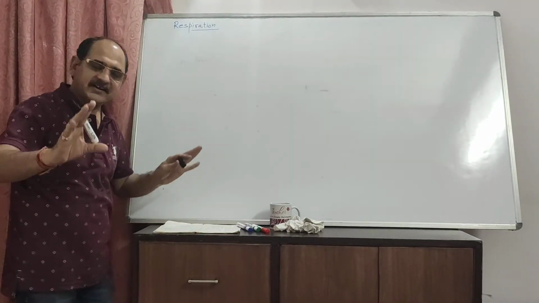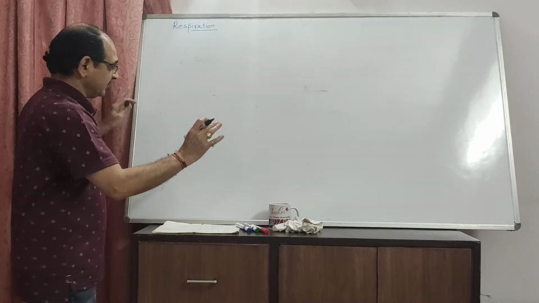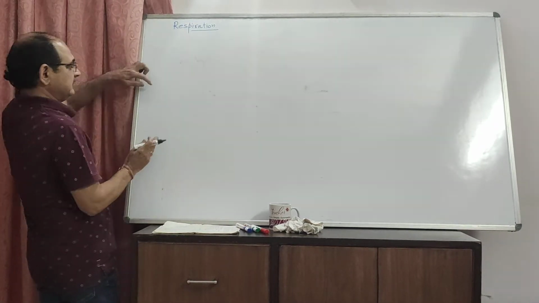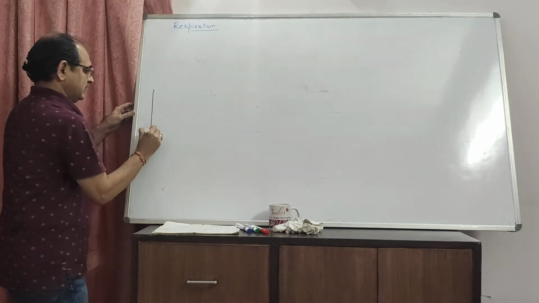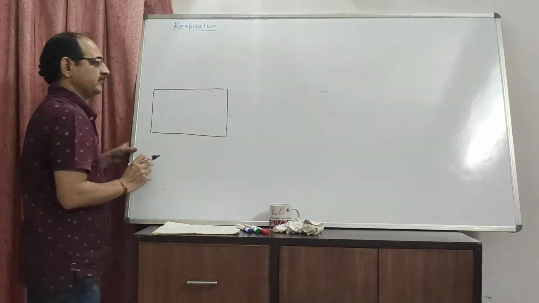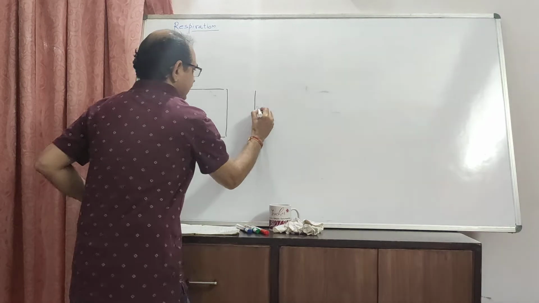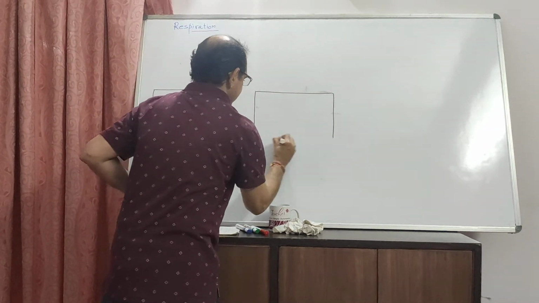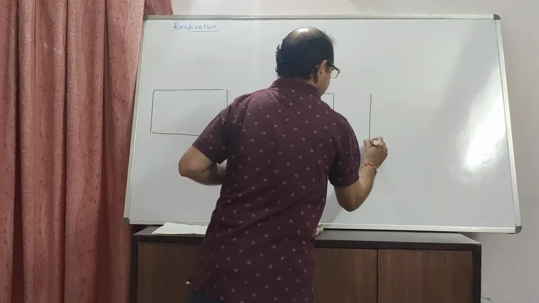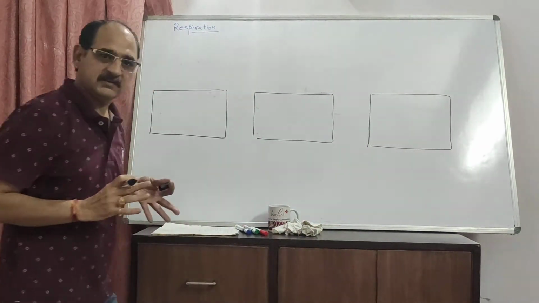Okay, so what is the location of these complexes? Let us see here. I will write down. I will make these complexes in the form of certain boxes. It is complex number 1st. Then it is complex number 3rd. It is complex number 4th. Then where is the second one?